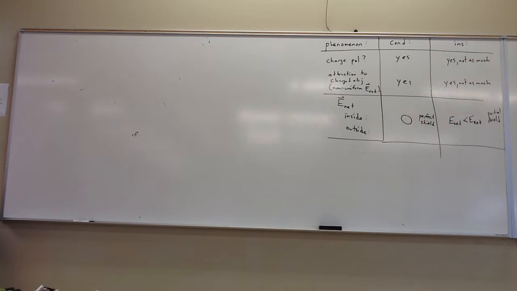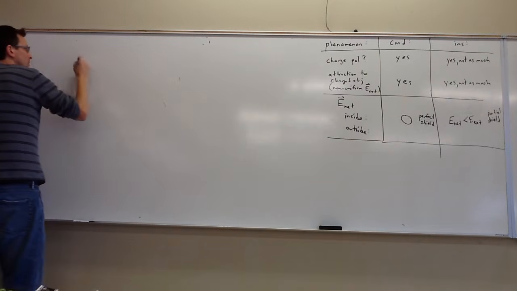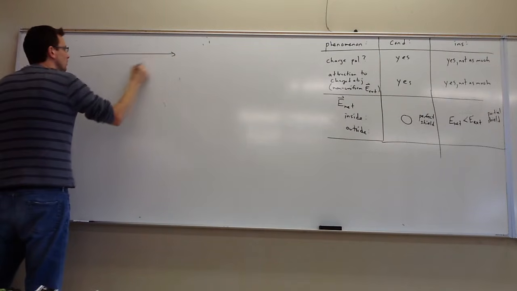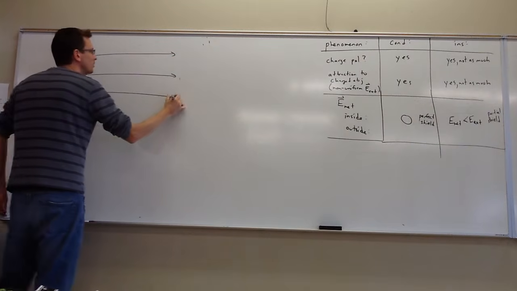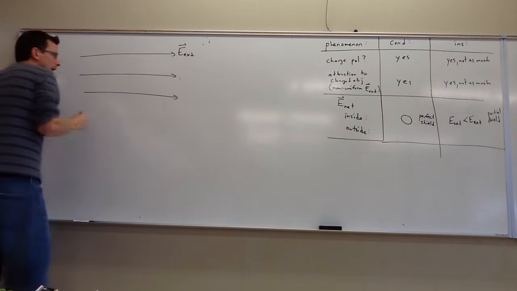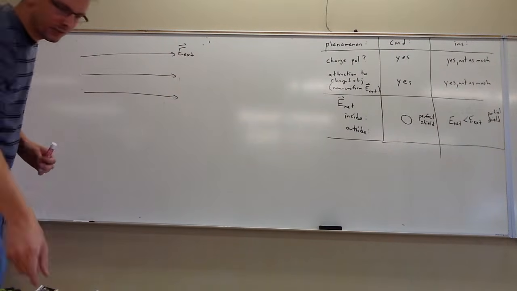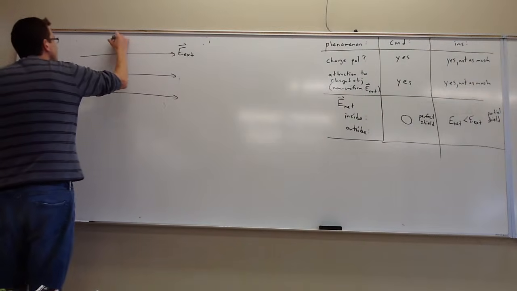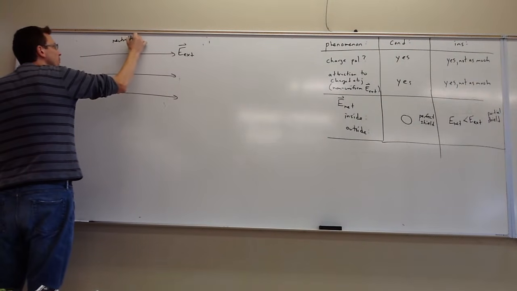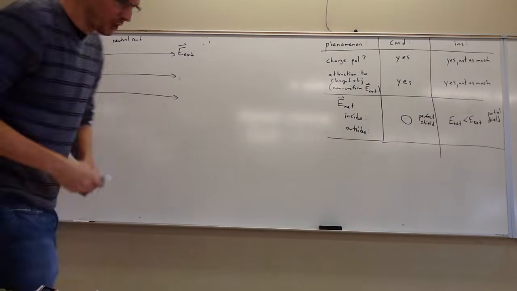So let me go back to the conductor. Let me go ahead again and put it in a uniform field. So there's my E external. And let me do the neutral conductor in a different color. So, neutral conductor. Let me do it in green.